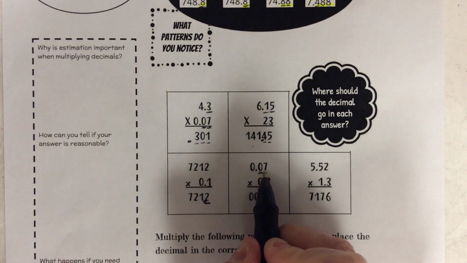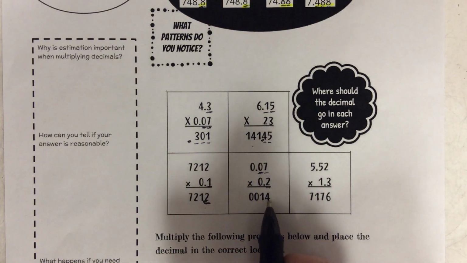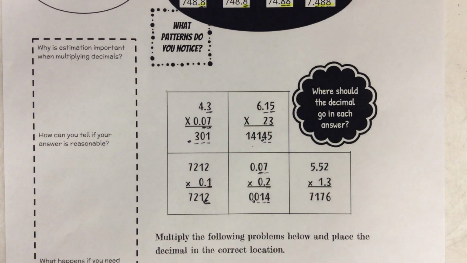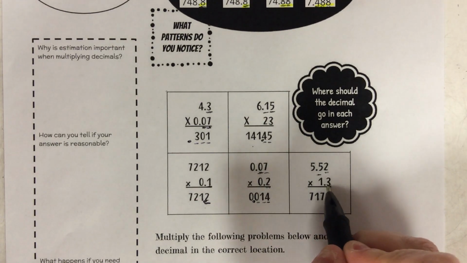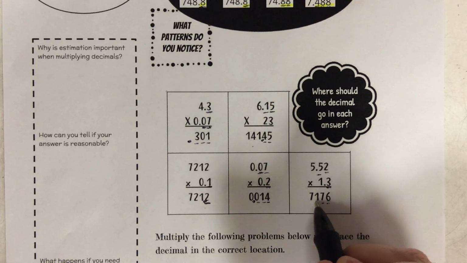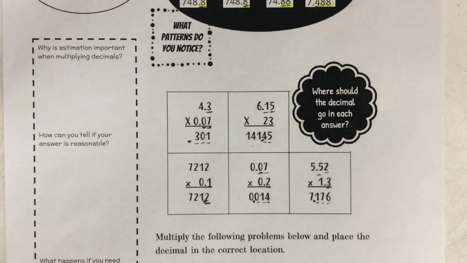Right here I have 3 decimal places. So I have 1, 2, 3. So it's between the 2 zeros. That is 14 thousandths. Here I have 1, 2, 3. I'm going to have 1, 2, 3 and decimal. Okay?